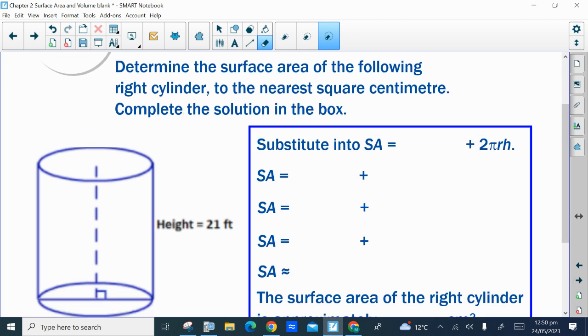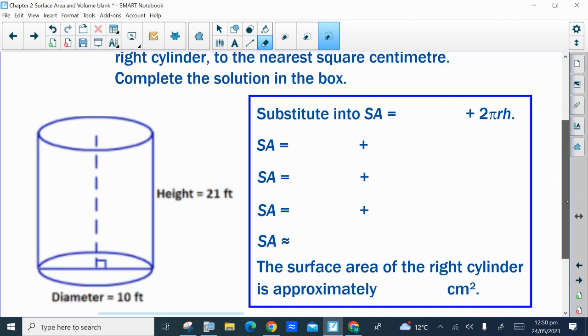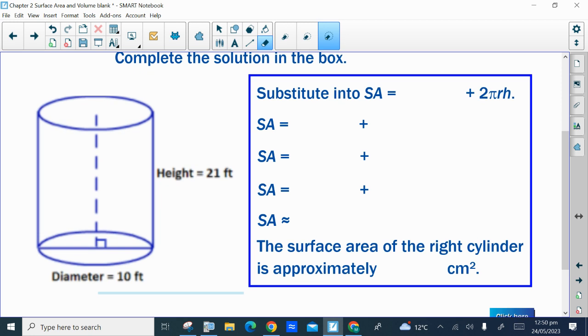So on the next page, it says determine the surface area of the following right cylinder. So the word right just means that the base and the side are perpendicular to each other. All the ones that we work with in this course will be right cylinders. It asks us to write it to the nearest square centimeter, complete the solution in the box. So our dimensions originally are given in terms of feet. So we're going to find our surface area in feet, and then we'll convert it into centimeters squared. So remember, the formula for surface area of a cylinder is 2 pi r squared plus 2 pi rh.